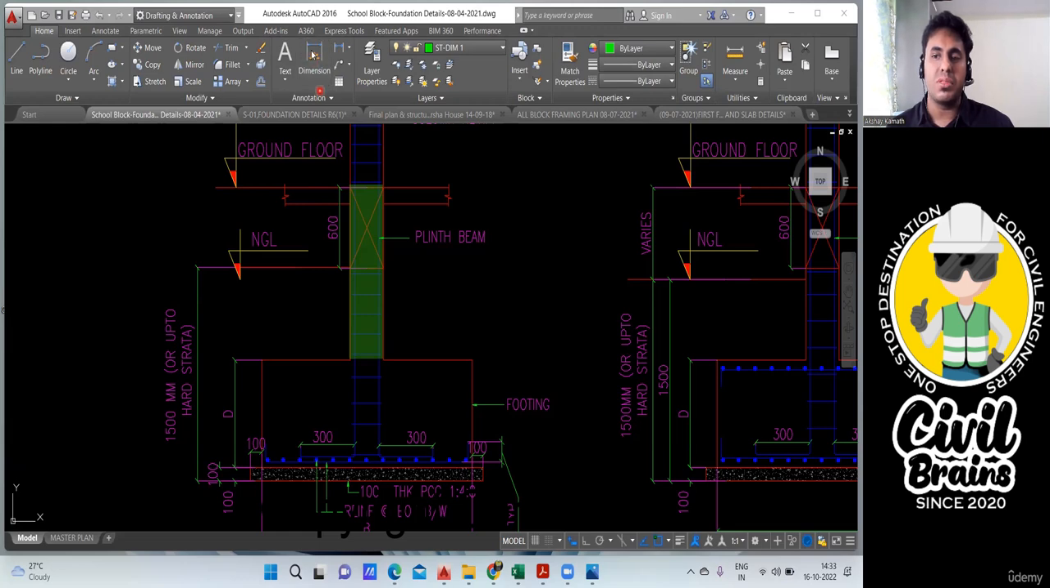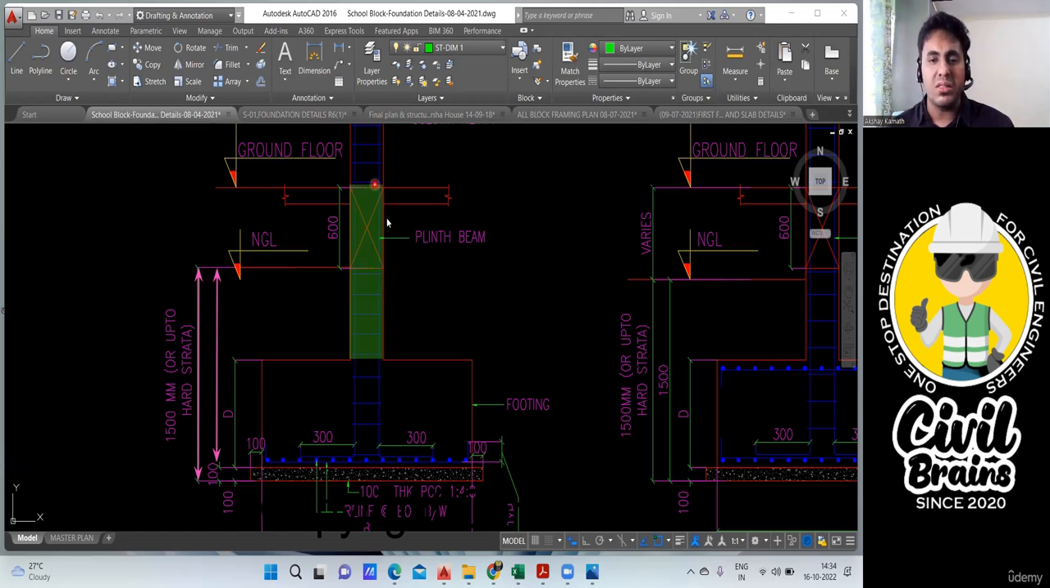in the previous problems, what used to happen? We used to take the height from natural ground level to the top of the PCC, right? So directly this height minus the depth we were doing. But here, this 1.5 meter is shown till the bottom of the PCC. Okay, so that is why 1.5 meter minus 100 minus the depth of the foundation. If you do, you will get this particular height.